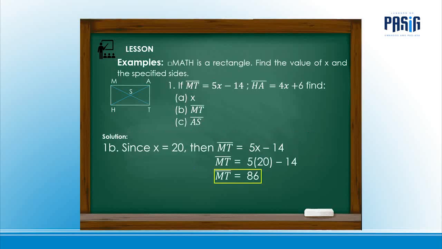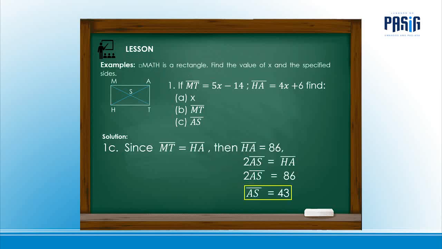To solve for the value of diagonal MT, we will just substitute the computed value of x. Since x is equal to 20, then diagonal MT, which is equal to 5x minus 14, will be equal to 5 times 20 minus 14. And therefore, diagonal MT is equal to 86.